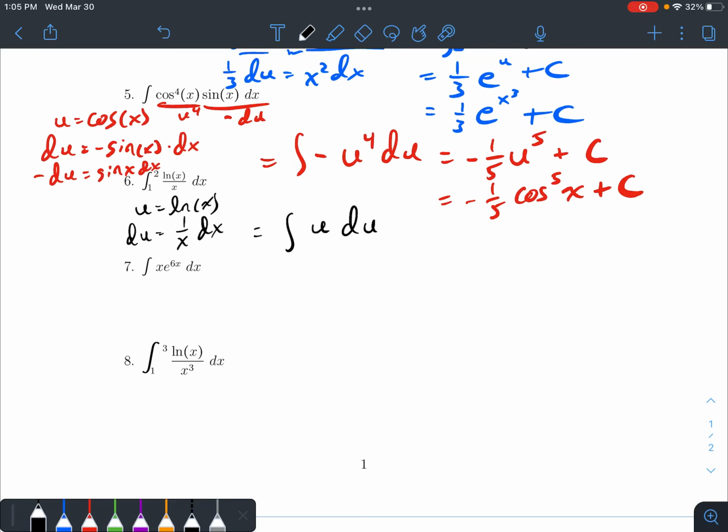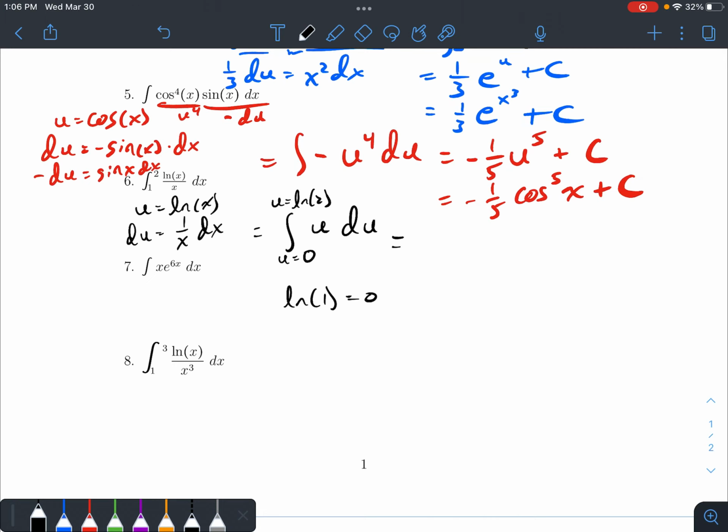And what are our bounds? I want to put my bounds in terms of u because I kind of like doing that. Well, if x is equal to 1, then u is equal to ln of 1. Ln of 1 happens to be equal to 0, so I'm just going to put a 0 on the bottom. And then at the top, if x is equal to 2, then u is equal to ln of 2. So ln of 2 up here.